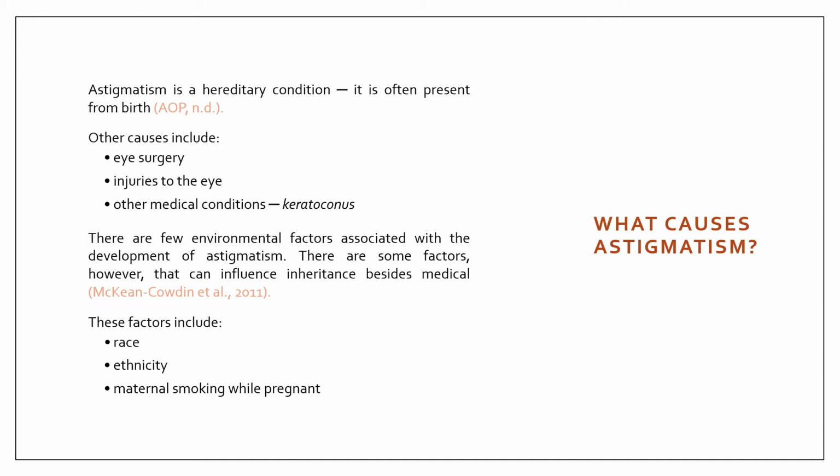Researchers have found few environmental factors that cause astigmatism. However, studies have shown some factors that influence inheritance, such as race, ethnicity, and prenatal smoking. African American and Hispanic children saw greater numbers of astigmatism than white, non-Hispanic children. And in a study done by the Investigative Ophthalmology and Visual Science Journal, children exposed to prenatal smoking were 1.5 times more likely to develop astigmatism than children who weren't.